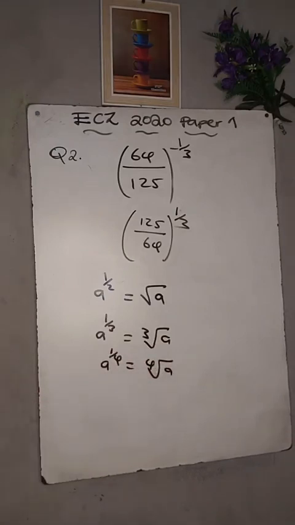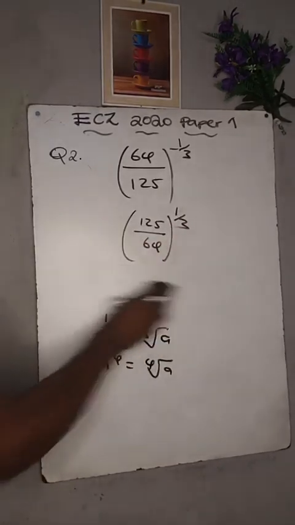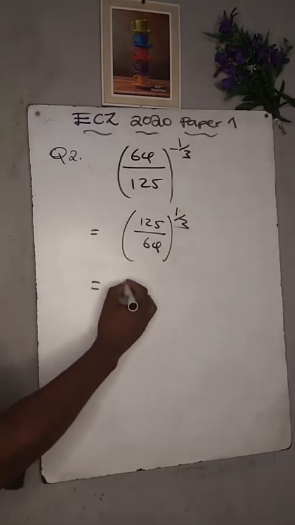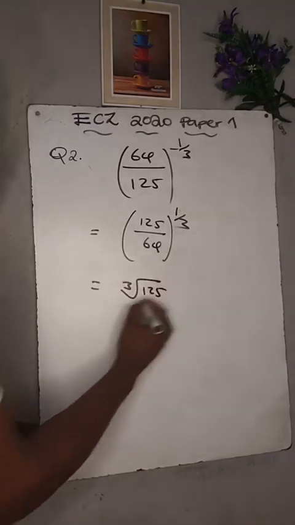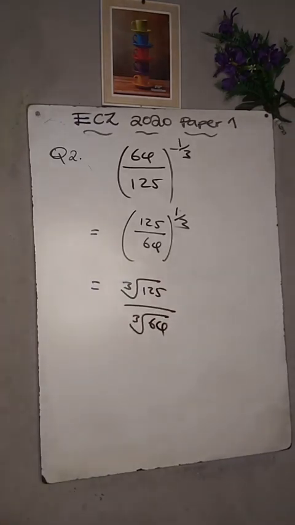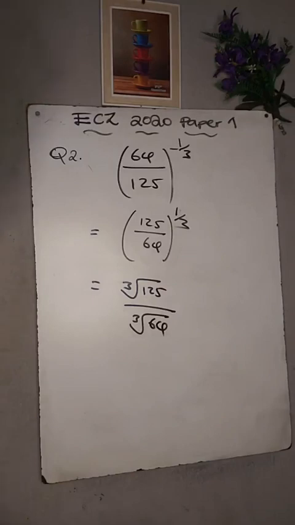That's what I mean. So us having the power 1 over 3, that means we're now going to cube root the numerator and the denominator. So what we're going to have is the cube root of 125 over the cube root of 64. Then, what is the cube root of 125? Anybody in the comment section? What is the cube root of 125?